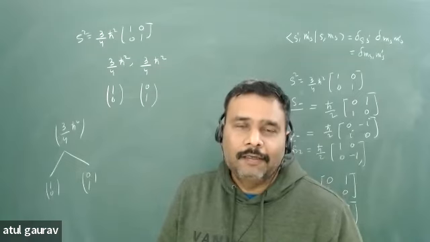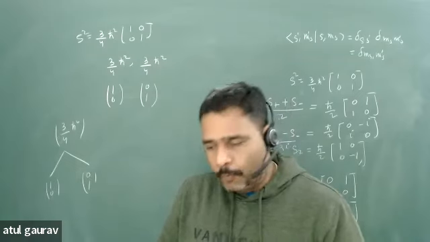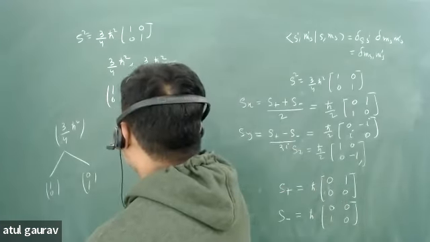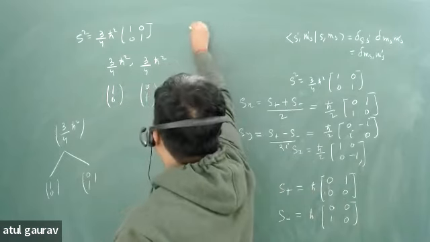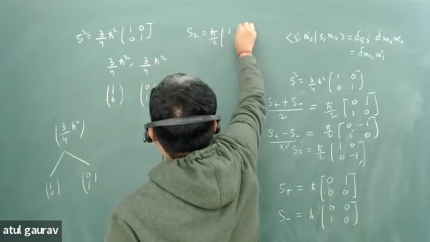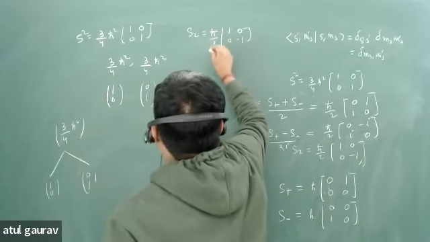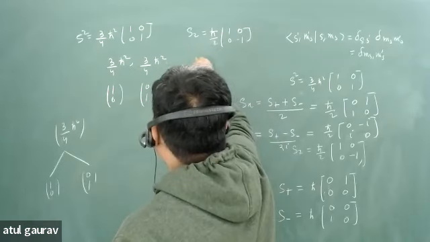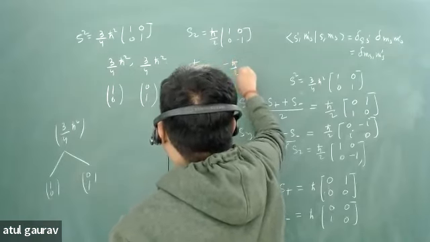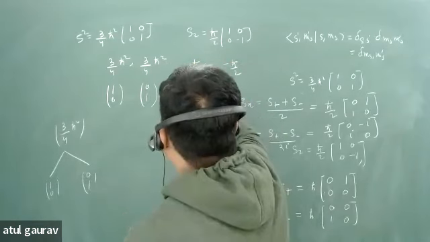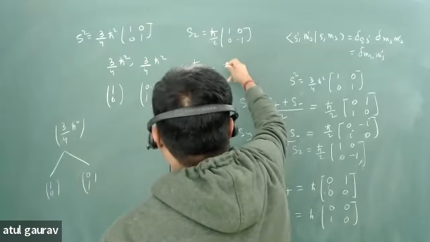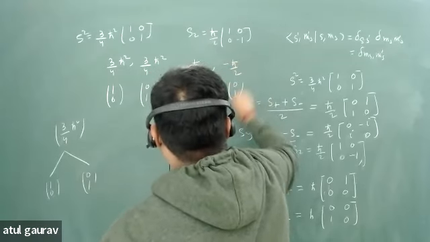Are you getting my point or not? Yes, sir. So both can be simultaneous. Now, if I am talking about SZ, what is my SZ? My SZ is basically h cut by 2 times the matrix 1 0 0 minus 1. What is the eigenvalue for SZ? h cut by 2 and minus h cut by 2. And what is the eigenvector associated with h cut by 2? 1 0. And what is the eigenvector associated with this one? 0 1, sir. 0 1.